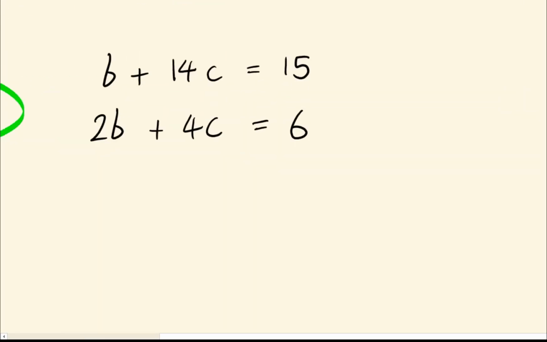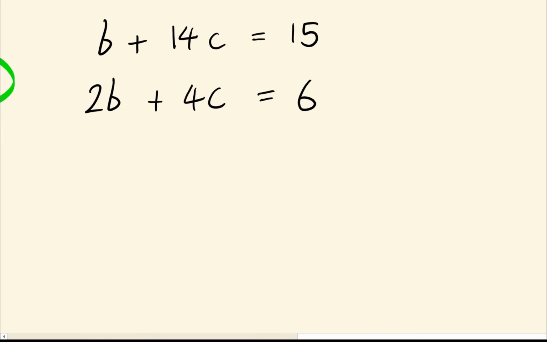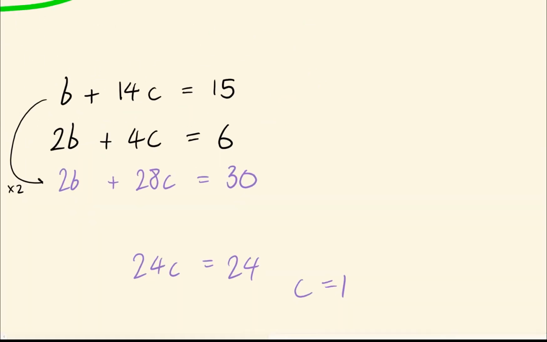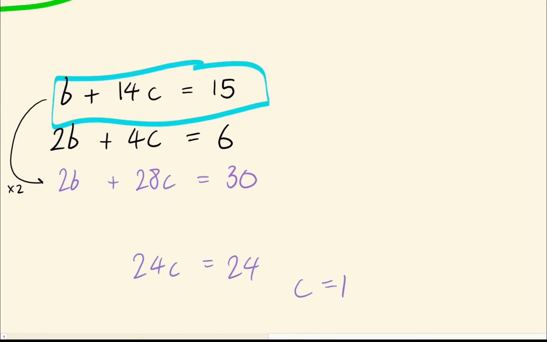Okay, we can now solve these. I can solve by elimination, so I'm going to double my top equation, which now gives me 2b plus 28c equals 30. If I now take away these two equations, 2b minus 2b is nothing, 28 minus 4 is 24c, and 30 minus 6 is 24. So therefore c equals 1, and if I look at this equation here, you'll see quite straightforward.